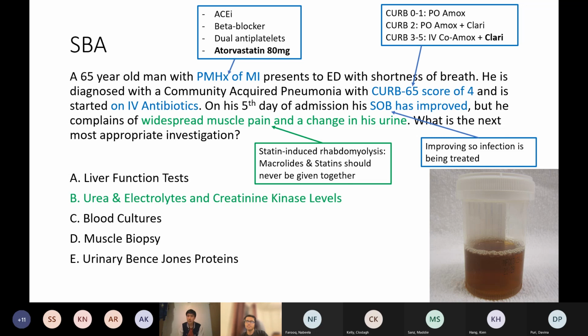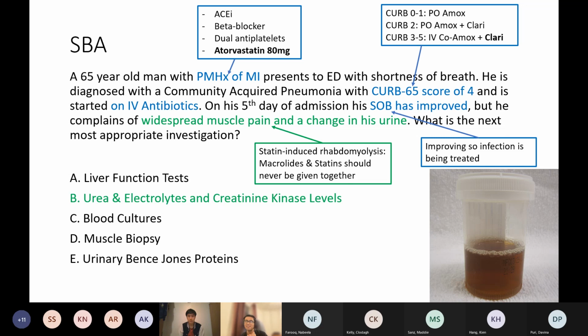Yeah, multiple myeloma, it's a really good test for multiple myeloma. But yeah, so learning points from this question: everyone who's had an MI is started on a statin. Clarithromycin inhibits the... does it inhibit? Yes, it inhibits the P450 system. Those are your two learning points.